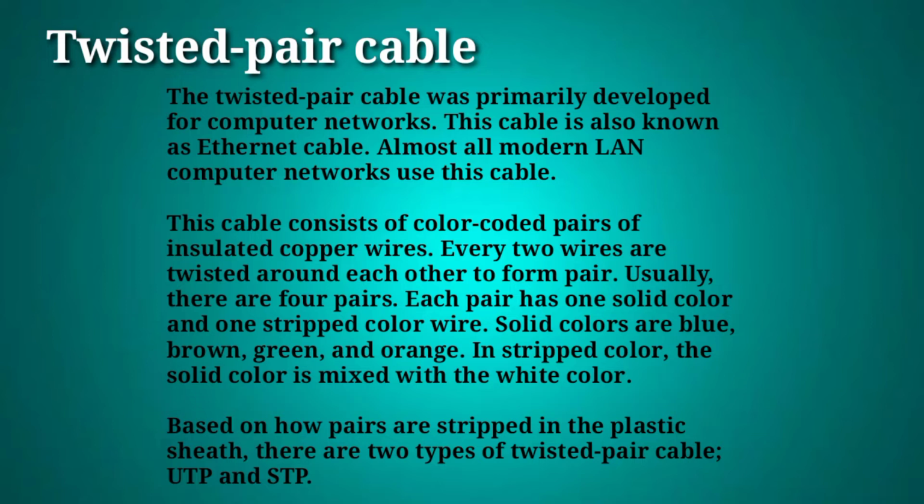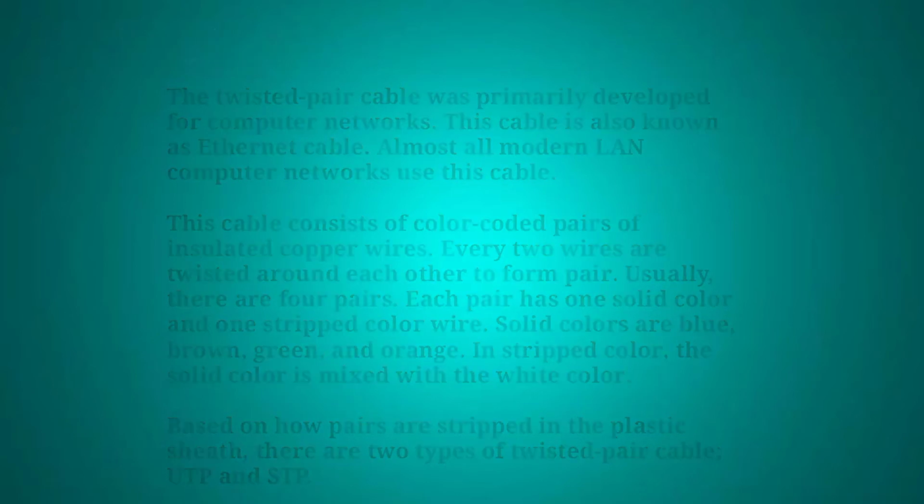Usually, there are four pairs. Each pair has one solid color and one striped color wire. Solid colors are blue, brown, green, and orange. In striped color, the solid color is mixed with the white color. Based on how pairs are striped in the plastic sheet, there are two types of twisted pair cable: UTP and STP.